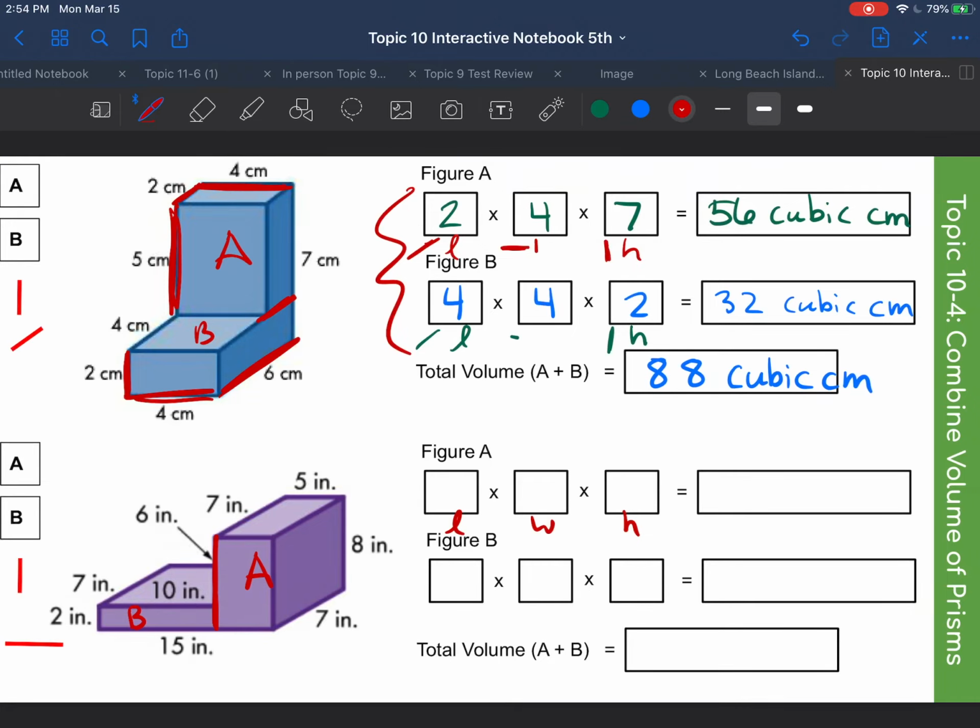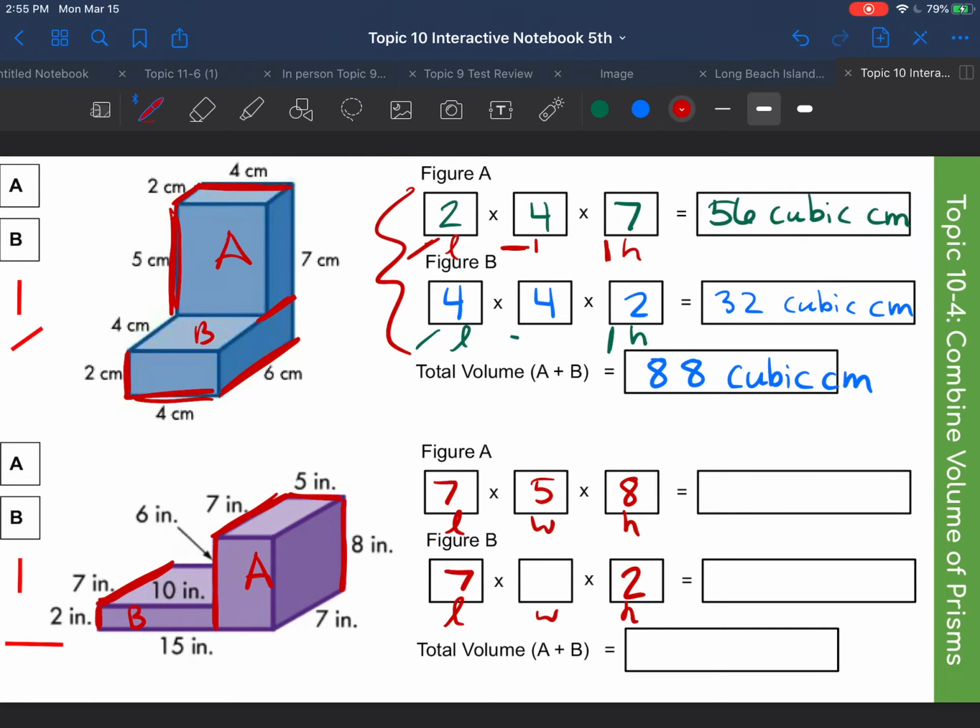Okay? So A is going to be 7 is the length, 5 is the width, and 8 is the height. And then figure B, again, you need a length, a width, and a height. Okay? For B, the height I can see is 2. The width, or the length, how long it is, 7. And that makes sense because if that's 7, that is 7 too.